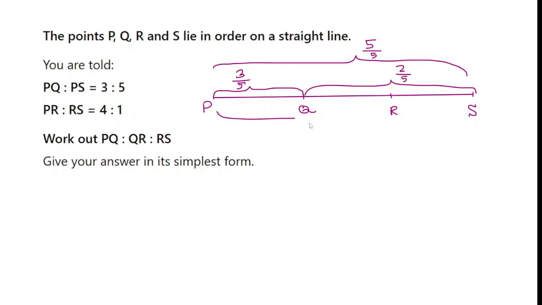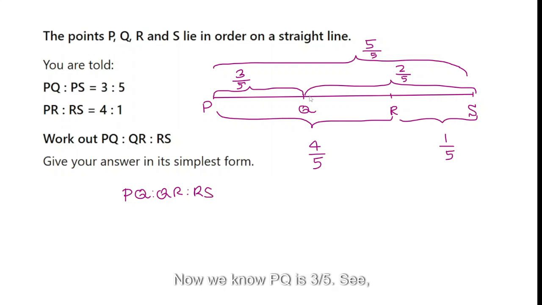PR to RS is 4:1. Now, 4 add 1 is 5 again. So that is 1/5, and this is 4/5. This is a relatively easy one. So my question is PQ to QR to RS.